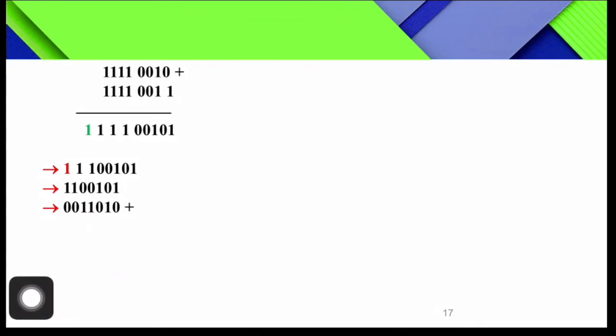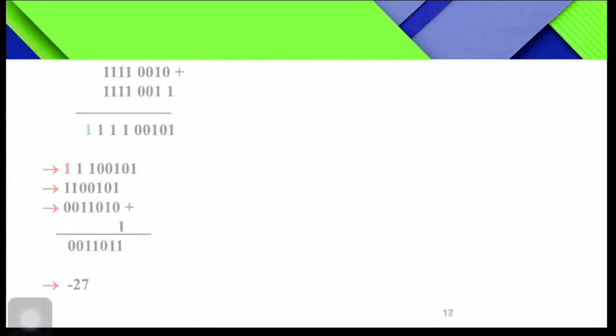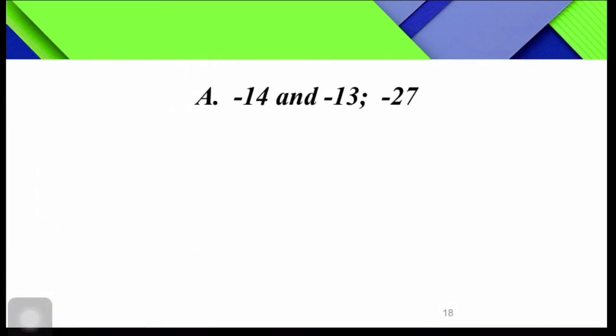Then by replacing all ones here with 0 and all zeros here with 1, we get ones complement as 0011010. Next we add a 1 to it based on basic laws of binary addition and get a result 0011011. In fact, this is the binary representation of magnitude of sum. It is clear that the decimal equivalent of this binary number is 27. Finally, by appending the sign, we get sum as minus 27. Thus, our answer is option A, minus 14 and minus 13 minus 27.